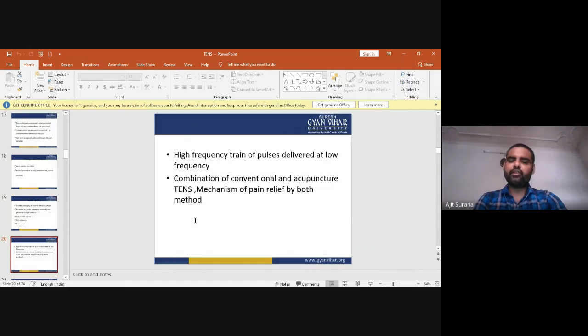Burst TENS is a combination of conventional and acupuncture TENS, with the mechanism of pain relief of both methods.